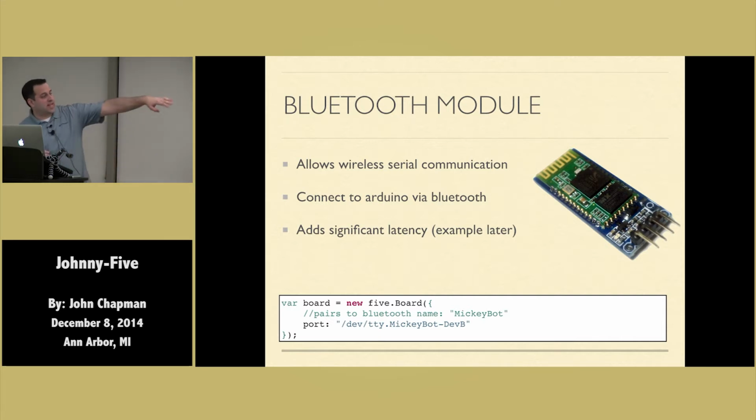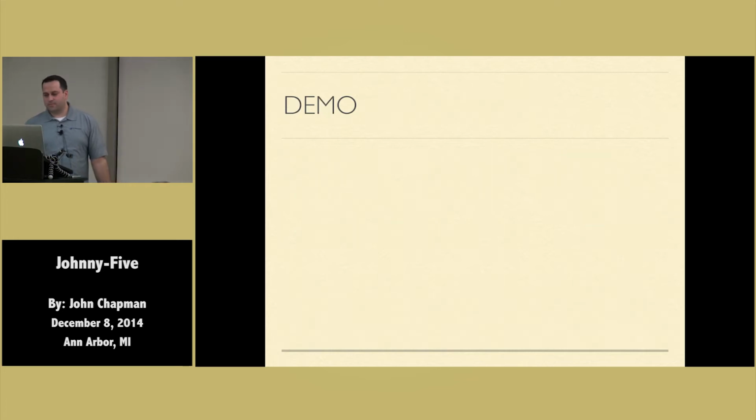So what you see is where it has /dev/tty dot. The part that comes between that and the dev B is the name of the Bluetooth module. So for any Bluetooth module, you give it a name. So in this case, I called it MickeyBot. And then when it connects, it tries to make a Bluetooth connection to the Bluetooth MickeyBot. Again, this one broke, but we'll show it in the next demo.